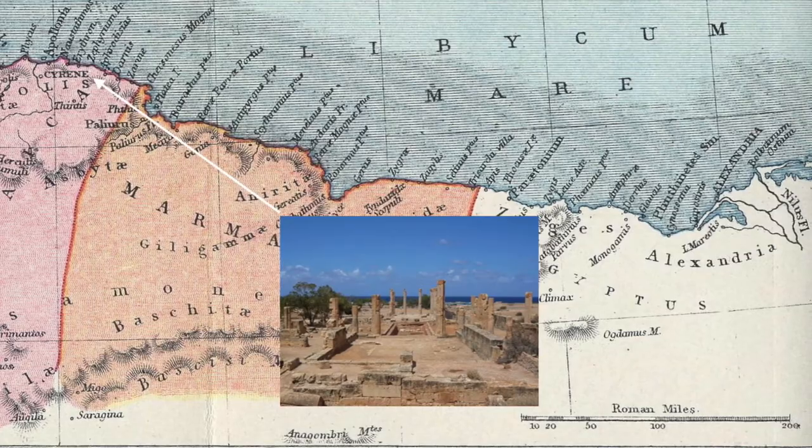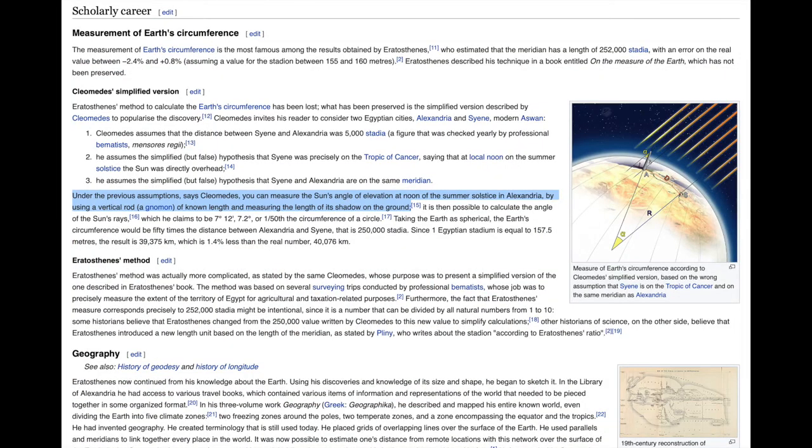But let's look at his experiment. So apparently not much survived. Somebody else writes about him. So this Cleomedes. Let's read from the top. The measurement of the Earth's circumference is the most famous among the results obtained by Eratosthenes, who estimated that the meridian has a length of 250,000 stadia, with an error on the real value between -2.5% and +0.8%. Eratosthenes described his technique in a book entitled On the Measure of the Earth, which has not been preserved. Yeah, that's probably because the library at Alexandria burned down. Yeah, terrible.